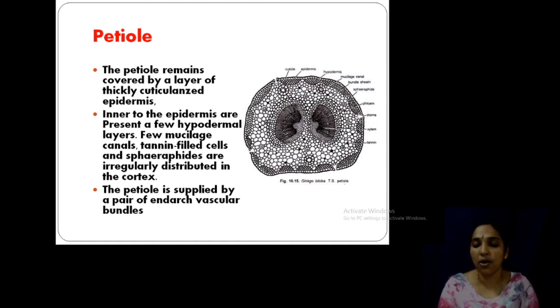bundles. Clear? Okay. So, the bundle sheath is also very important. Like the leaf, here also the bundle sheath is present. Spiroraphides and mucilage canal, hypodermis and epidermis and cuticle. Okay. Then tannin cells are very, very important here.